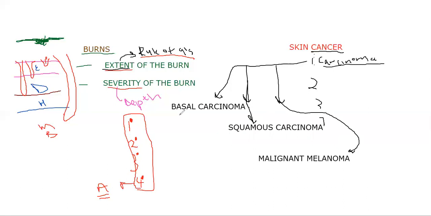So your basal carcinoma is from which stratum? Just by thinking about the word basal, which stratum? Stratum basale. So this one is from stratum basale, meaning in your stratum basale, one cell starts dividing at a rapid rate, resulting in basal carcinoma. Are we clear?